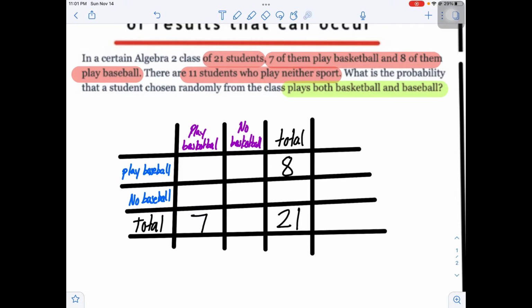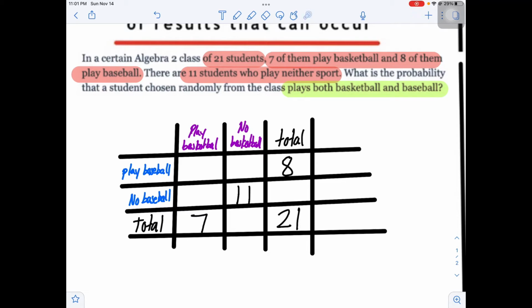Then it says there are 11 students who play neither sport. So let's see, this is no baseball and this is no basketball. So right here is neither sport. 11 play neither or neither. It depends on how you say it.